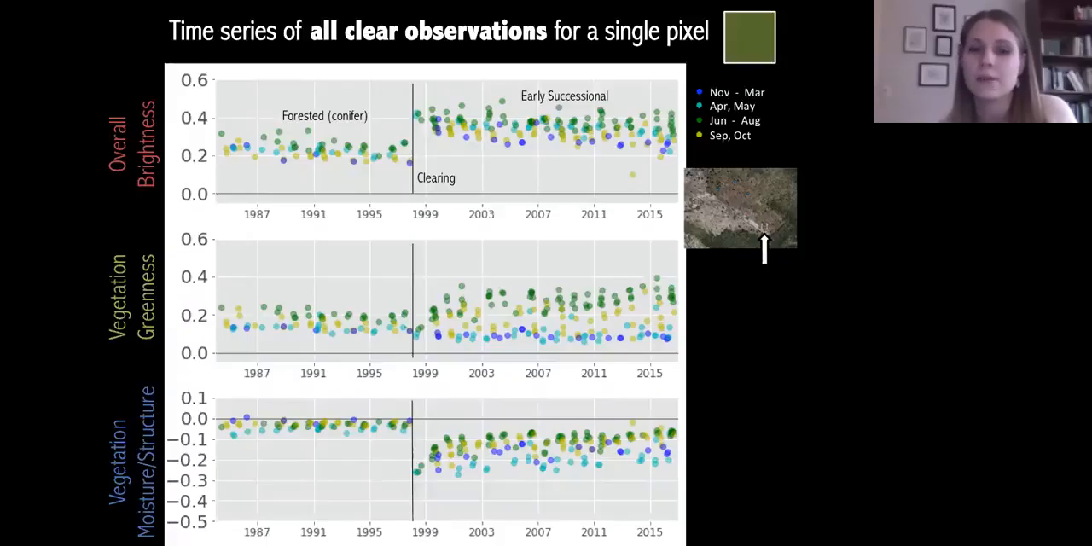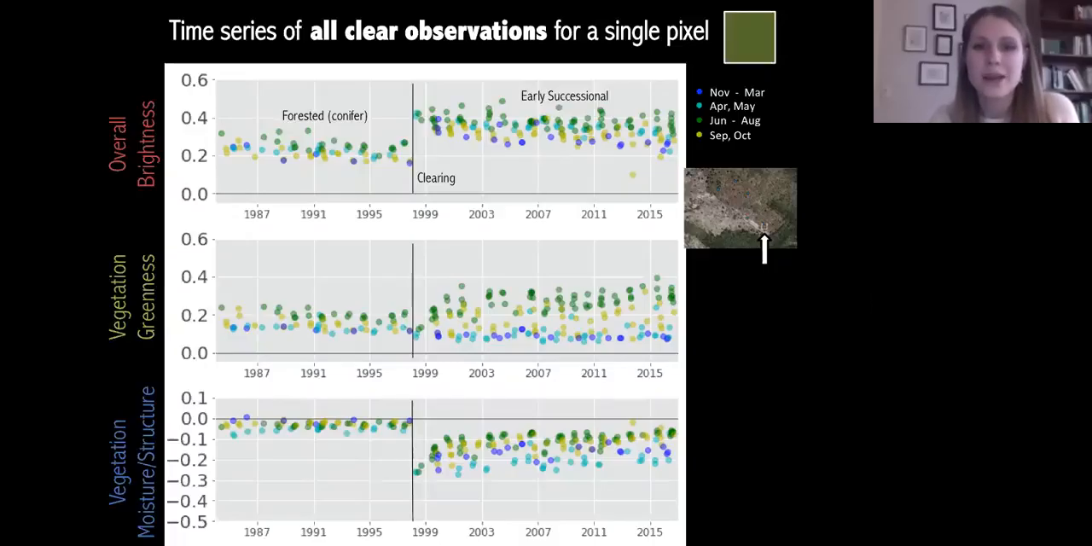And here in this example, we're actually looking at a transition from a largely forested pixel, a dense conifer stand, that's been cleared to create early successional habitat. And that clearing shows up as a definitive break, but across the different bands, you'll see the pattern is somewhat different. We see an increase in brightness, a decrease in moisture structure index, and a change in the amplitude for the greenness index. So what I'm really hoping to show here is that that multispectral dimension adds a lot to time series analysis when we're working with Landsat data.